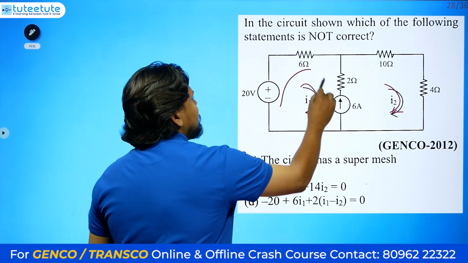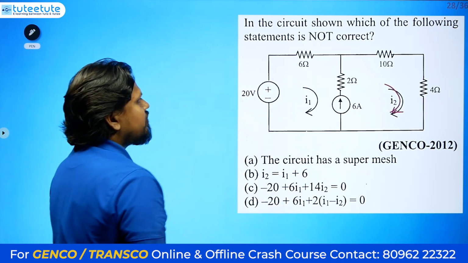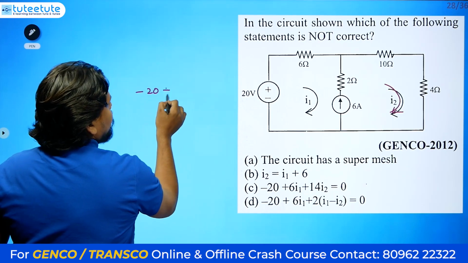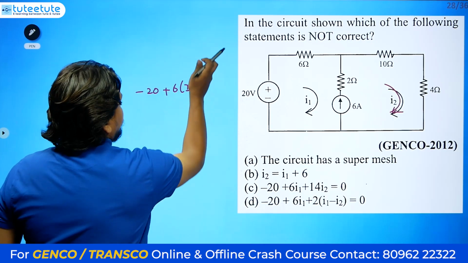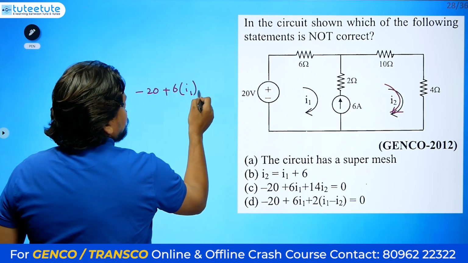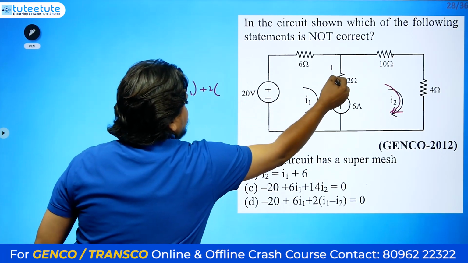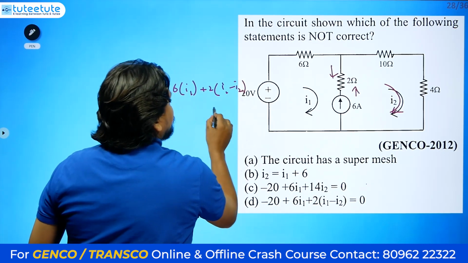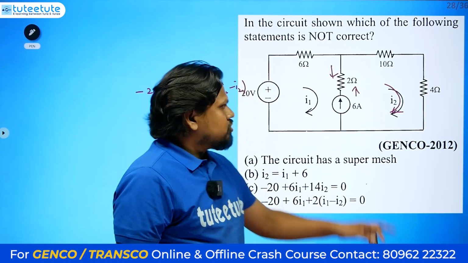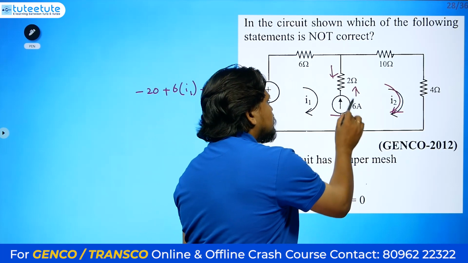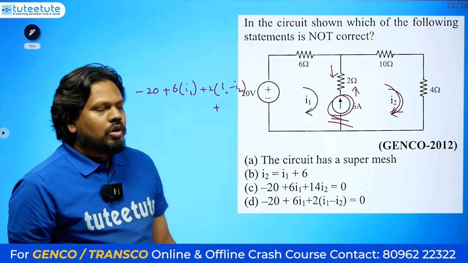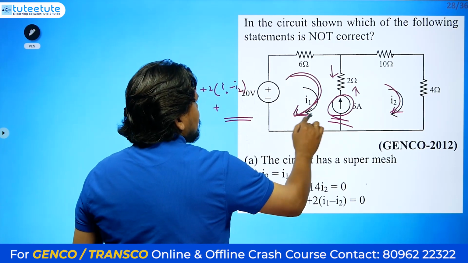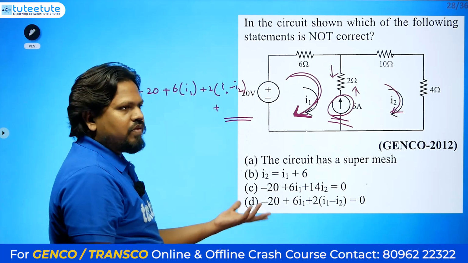If I want to write the mesh equation of the first mesh, it will be minus 20 plus 6 into I1 plus 2 into (I1 minus I2), with I1 in this direction and I2 in this direction. This is the KVL equation. I need to represent the voltage across the current source, but we don't know that voltage, so we cannot represent it here. That's why writing the KVL equation in the first mesh is very difficult. We can't write this one.